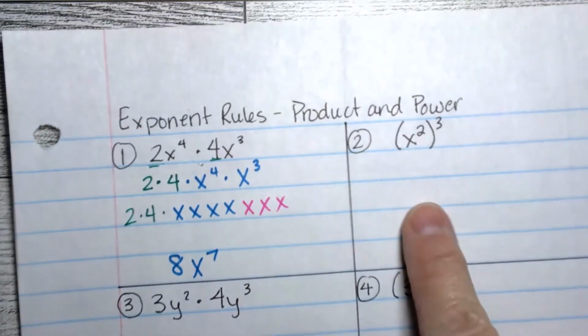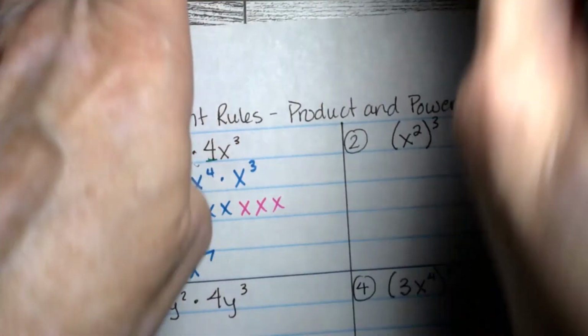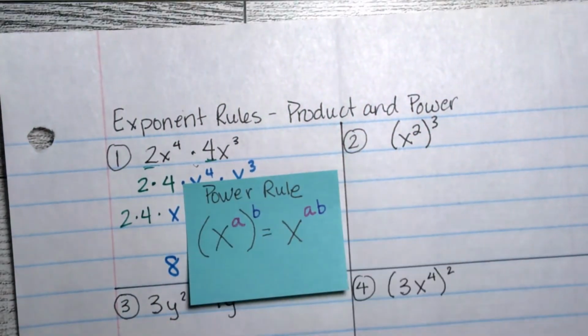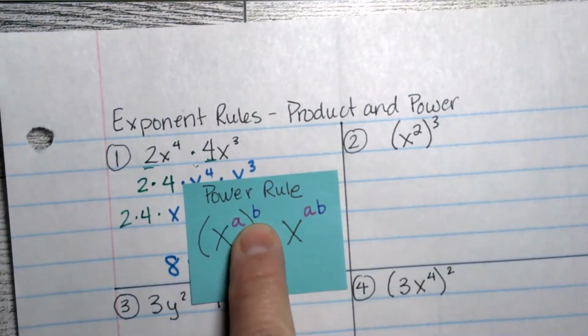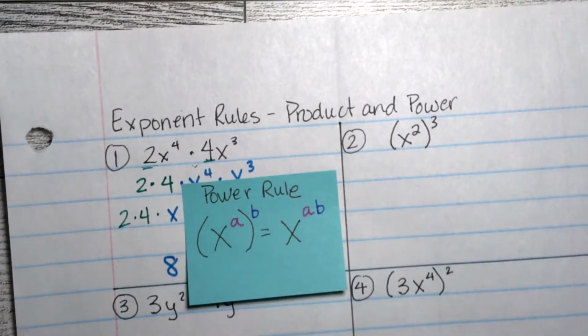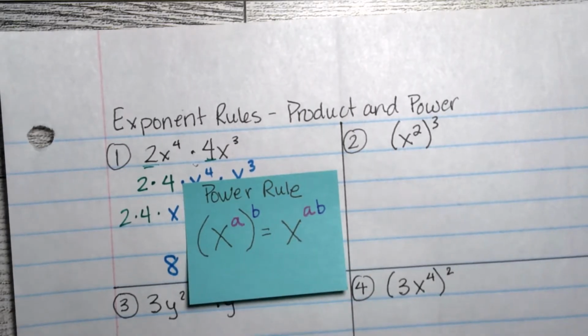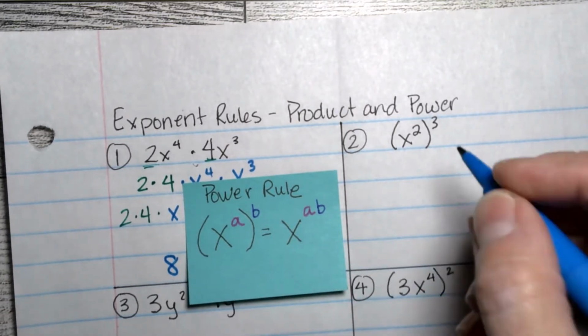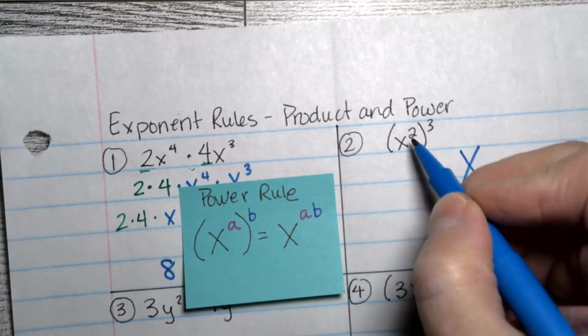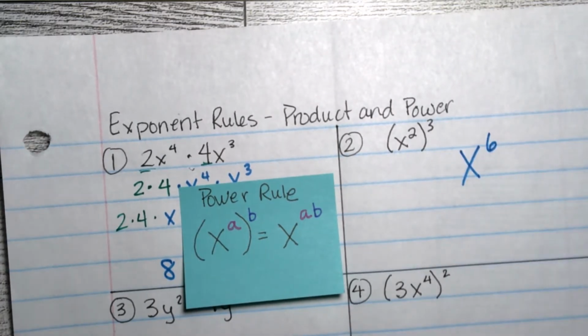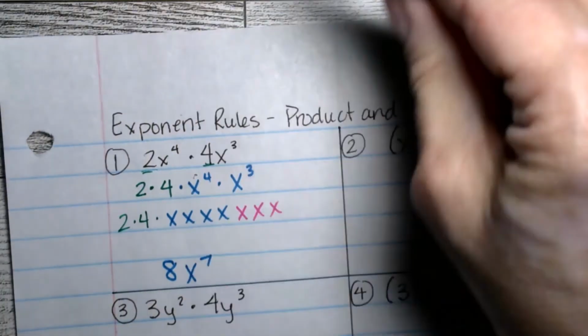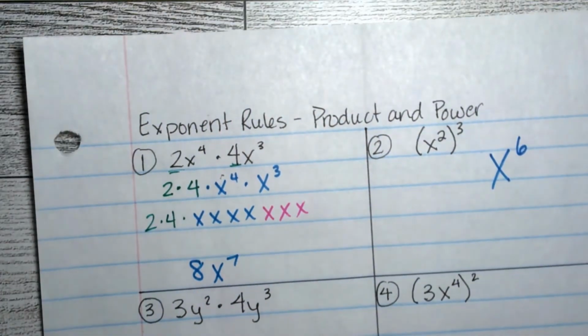All right, the second one, this is the power rule. When you take something that has an exponent and you raise it to a power, you multiply the exponents. So I'm just going to do this one straight out. That answer is x to the 2 times 3, sixths.